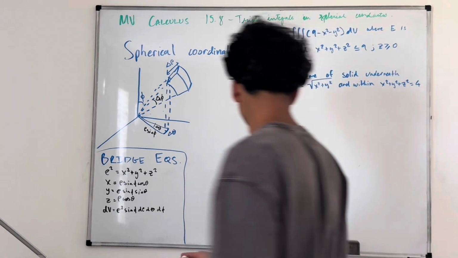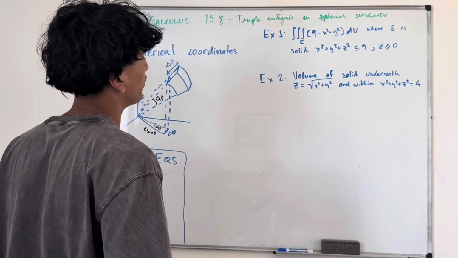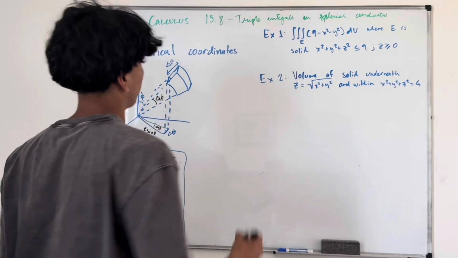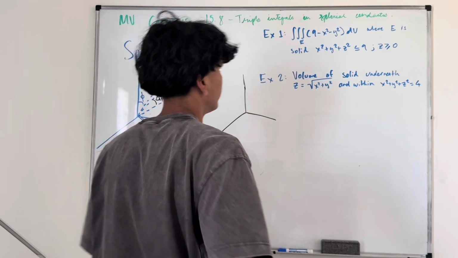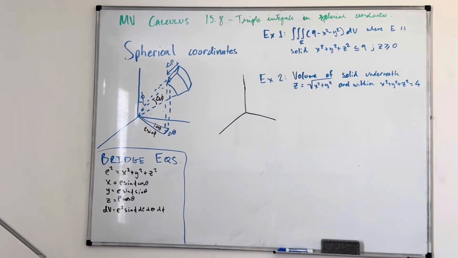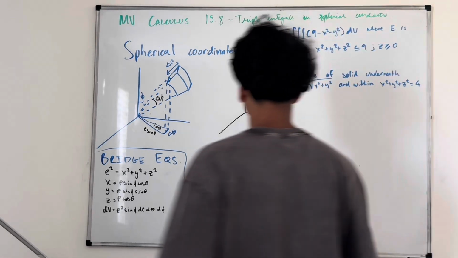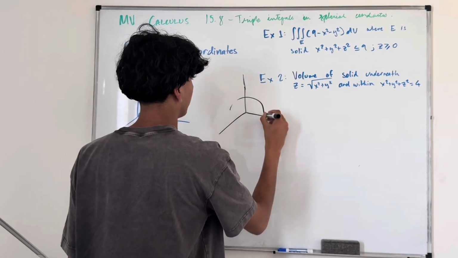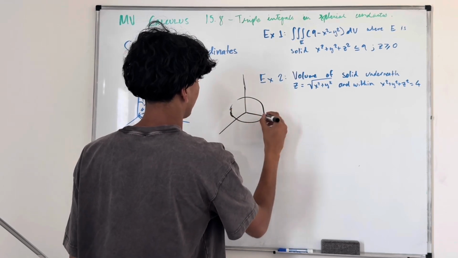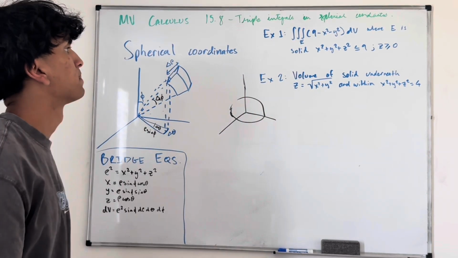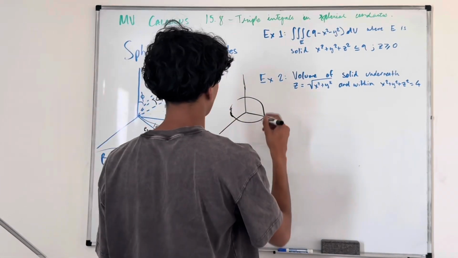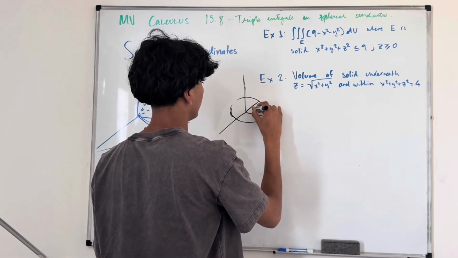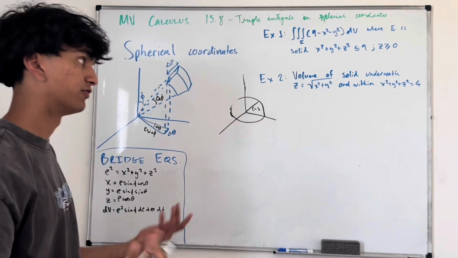So with example 1, let's first of all just draw the region that we're integrating under. It's the triple integral of 9 minus x squared minus y squared dV, where E is the solid underneath x squared plus y squared plus z squared is less than or equal to 9, and z is greater than 0. So it's basically a hemisphere, kind of like this, like a little dome. In spherical coordinates, this is where rho is equal to 3. These are all points where the radius, or rho, is equal to 3.